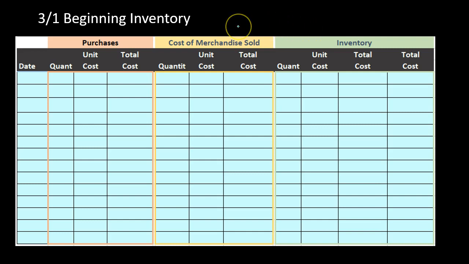So going through this problem, we're going to say that we have the beginning inventory first. So this is going to just be the given of most problems. This is where we start. This is where we were at the beginning of the month or the end of last month, and that's where we will start our worksheet.